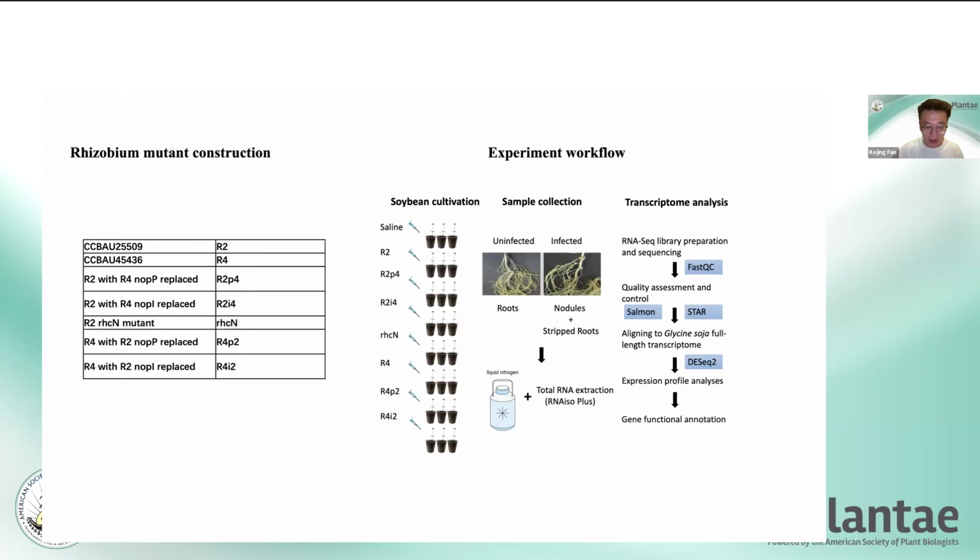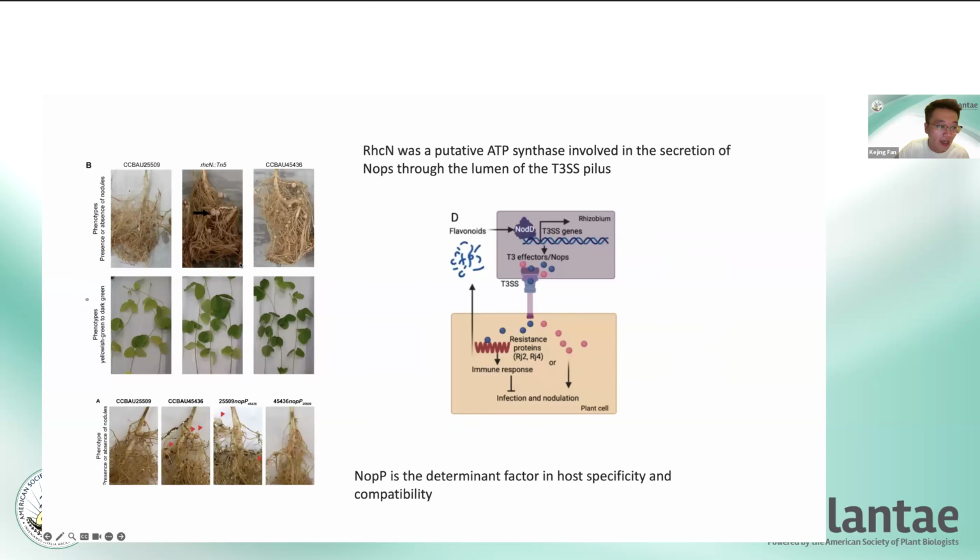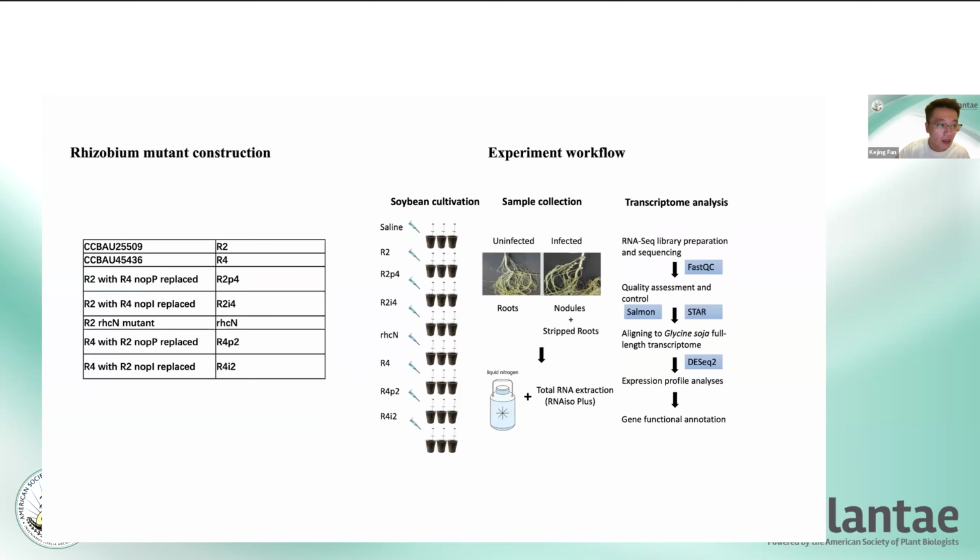To further study the NOP and NOP-I effect on soybean nodulation, we made different mutants by exchanging the NOP and NOP-I between R2 and R4. We have these strains: the R2 and R4 wild type. Also the R2 NOP exchanged with R4 NOP, we call it R2P4. The R2 NOP-I exchanged with R4 NOP-I, we call it R2R4. Also the T3SS mutant, we call it IHCN. Same with the R4, we have the R4P2 and the R4I2.